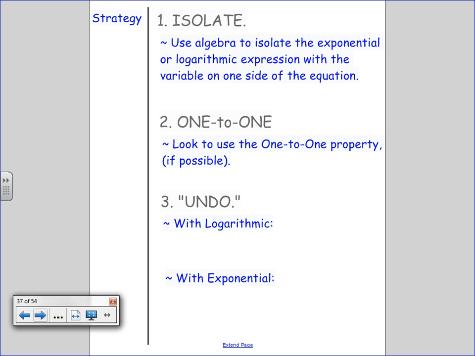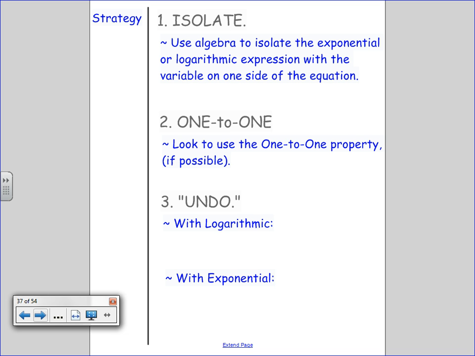But we're going to get into harder ones, so let's write down a strategy. Strategy: what to do every time you see an equation with a logarithm or with an exponential, a number to a power of x or x's. Don't need to leave any spaces until the undo part.